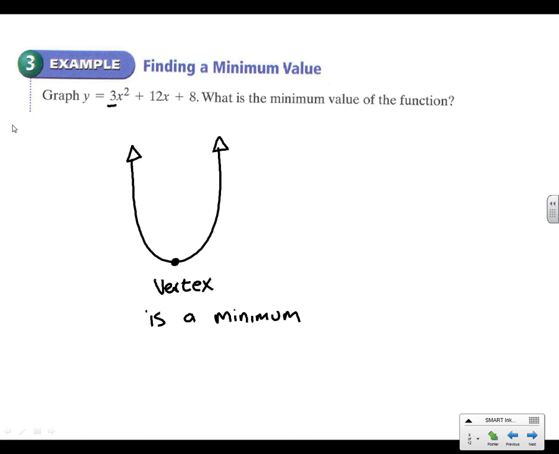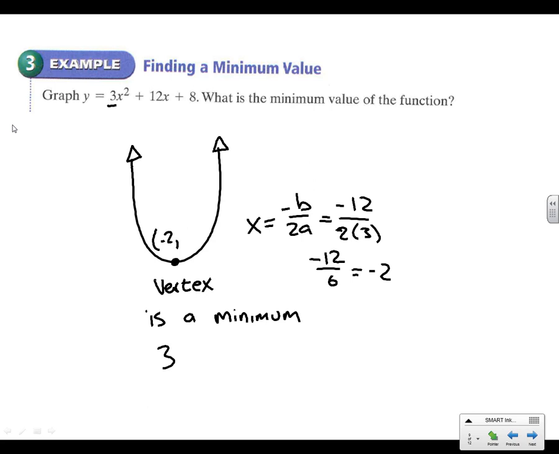So let's find the minimum. We need to find the vertex. The vertex, we say x equals negative b over 2a. B is 12. A is 3. So that's negative 12 over 6, which is negative 2. So our vertex is at negative 2, comma. Now we've got to go back and plug this in. So 3 times negative 2 squared, plus 12 times negative 2, plus 8. Negative 2 squared is 4 times 3 is 12, minus 24, plus 8. That's negative 12 plus 8. We're going to get negative 4.